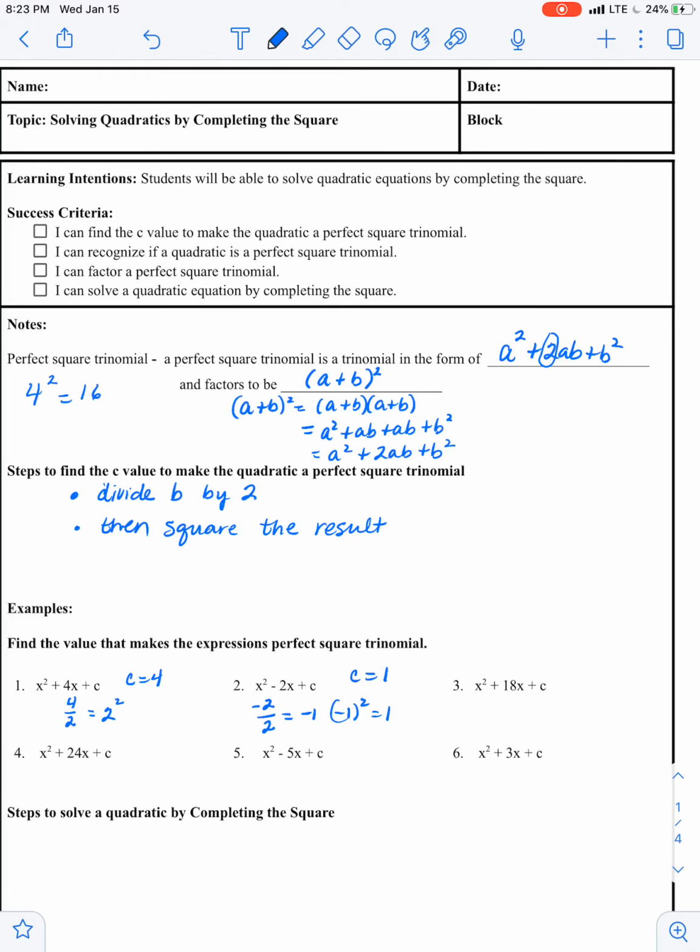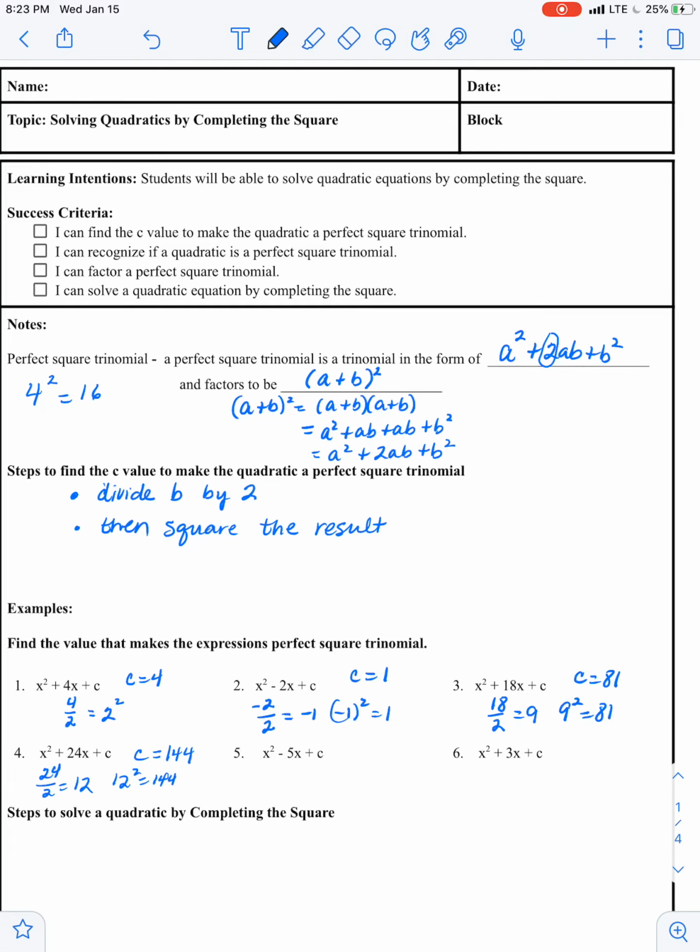So we're going to take, in this case, our b is 18. We're going to take 18 and divide it by 2. We're going to get 9. We're going to take 9 and square it, and we're going to get 81. So our C in this case is 81. Okay? So take a second and try number 4 and see if you can do it. What would C need to be? Okay? Hopefully you said 24 divided by 2 is 12. 12 squared is 144. So that is what C is.